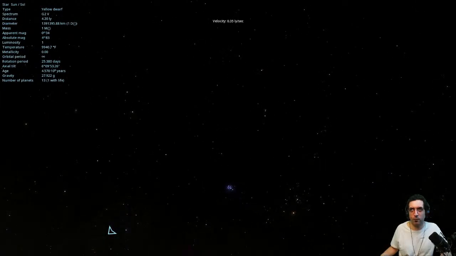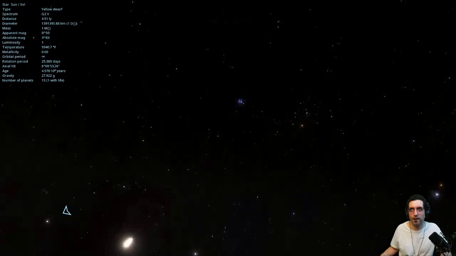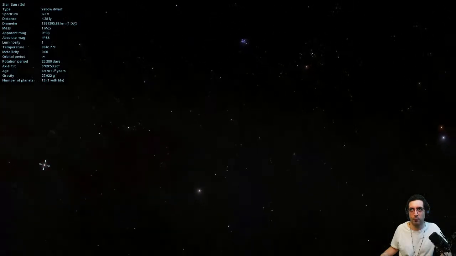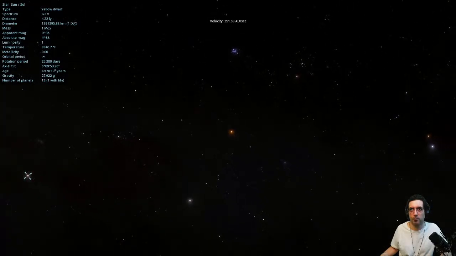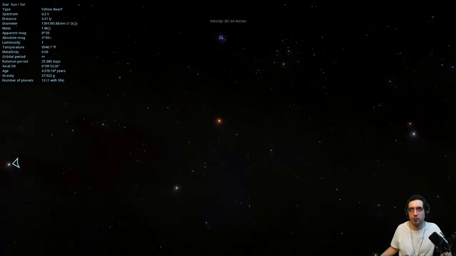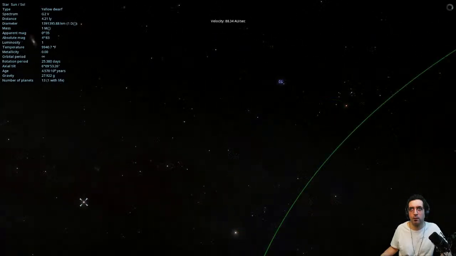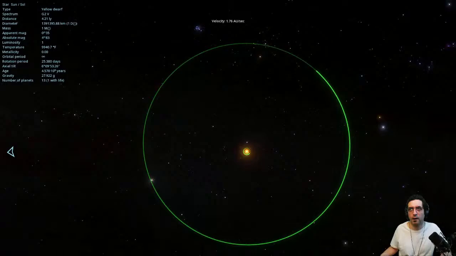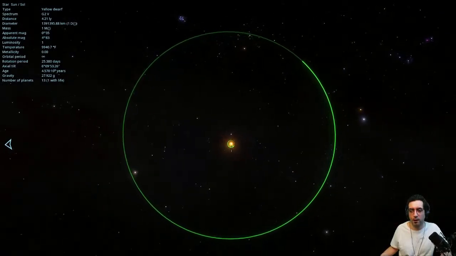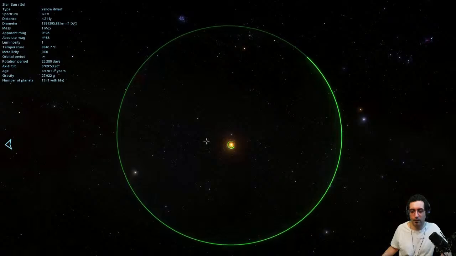So, we just flew... Oh, whoa, whoa, whoa. That's Proxima. And you can see we got a gas giant planet outside. And one of these days we'll dwell on that.